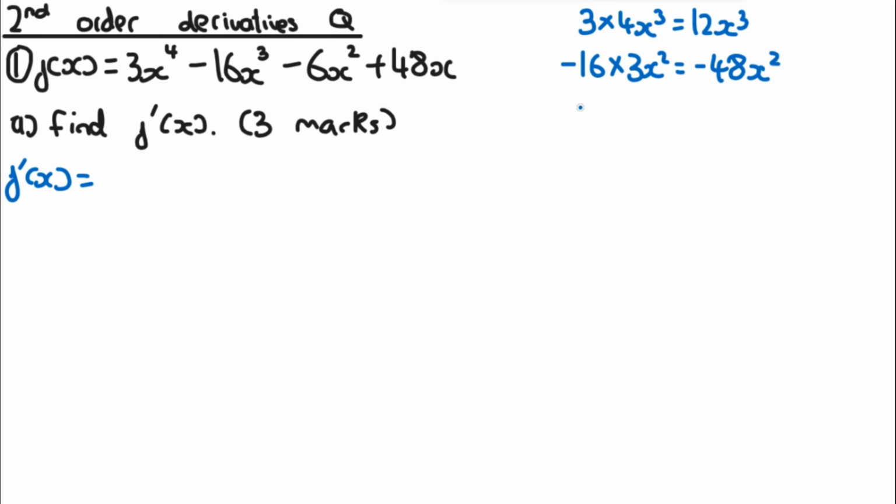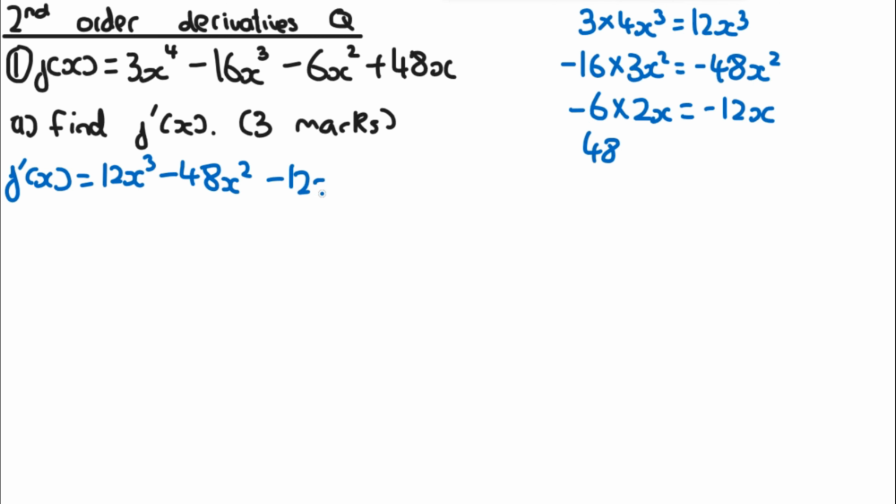Minus 6x to the power of 2 is minus 6 times 2x, which is minus 12x, and then 48x is just going to be 48. So therefore f dash of x is going to be 12x cubed minus 48x squared minus 12x plus 48. And again, you can use your calculator to check this by putting this function into your calculator, making x equal to something, and then subbing that value of x into here and seeing if you get the same value out.